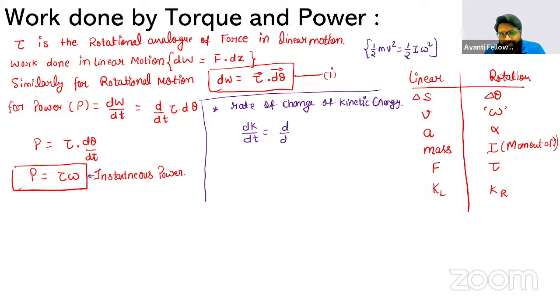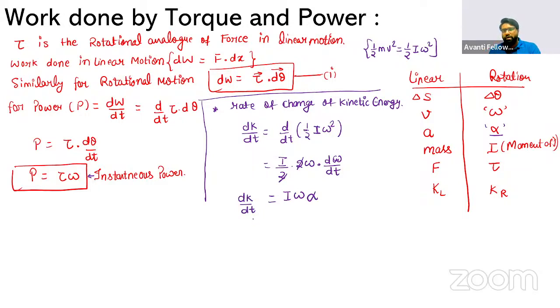We can say that it is d by dt of 1 by 2 I omega square. Now look, I is the moment of inertia, it is a fixed term, so we can take it common; I by 2 will be common. Now d by dt of omega square will become 2 omega into d omega by dt. Now this 2 and 2 will cancel out, it will become I omega, d omega by dt. d omega by dt is nothing but the change of angular velocity with respect to time, which is represented by alpha.